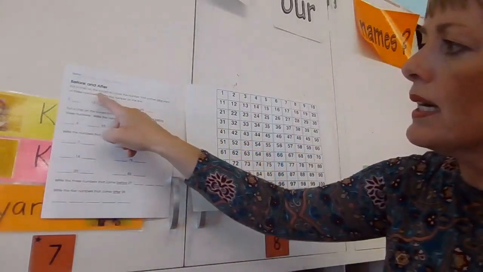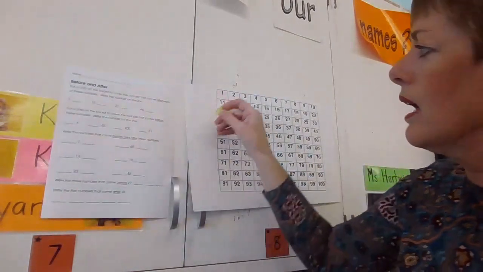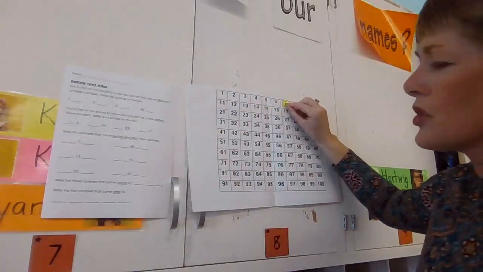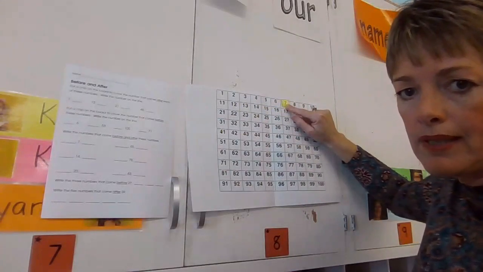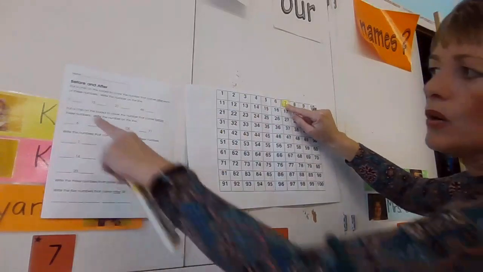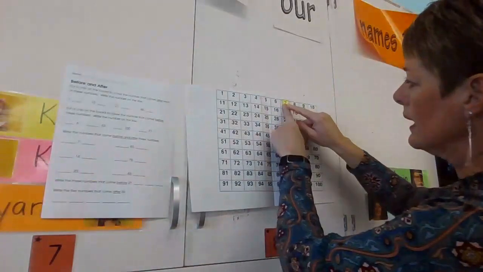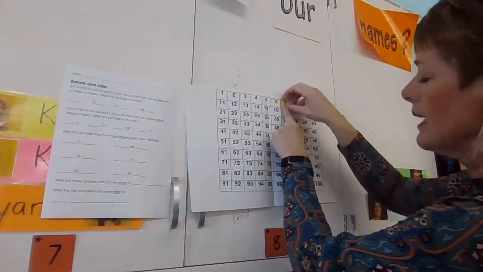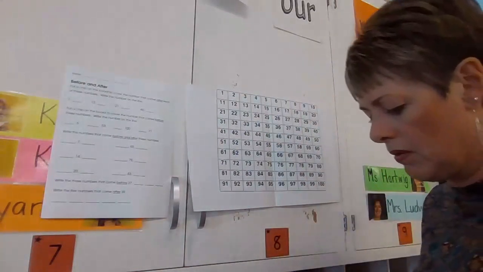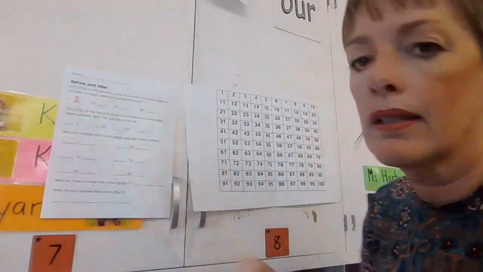So the first one says you're going to find the number 7 on your hundreds chart and put your chip on top of it. Okay? So now you see where 7 is, and it says, what number comes right after 7? So if I look at 7 here, what number comes right after 7? We're going to write it on that line right after the number 7 there. It is number 8.